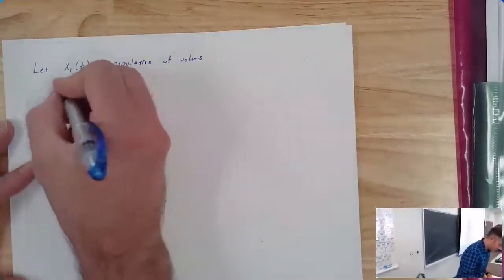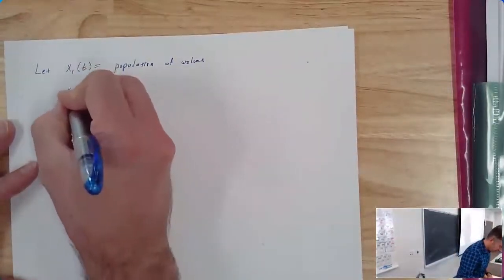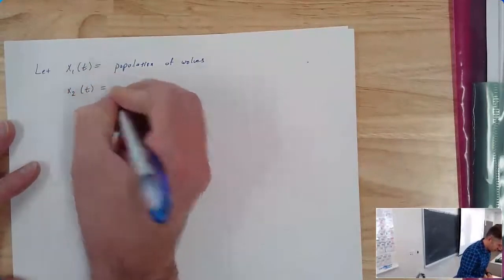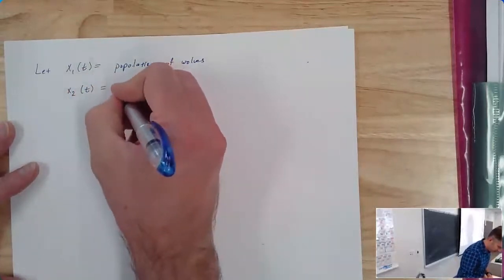I will say typically in these systems of 2 equations, we use x1 of t and x2 of t, or we use x of t and y of t. Some people use one or the other, some people use both all the time. I'll show you both. It doesn't really matter. So x1 of t is the population of wolves, and x2 of t is the population of deer.